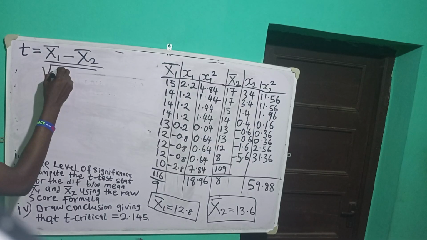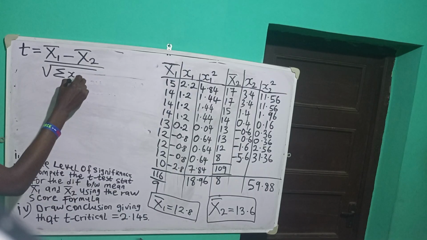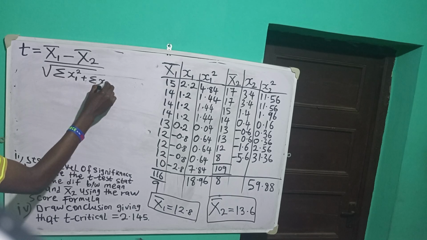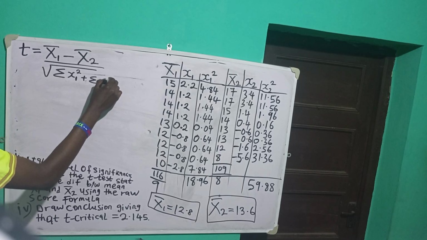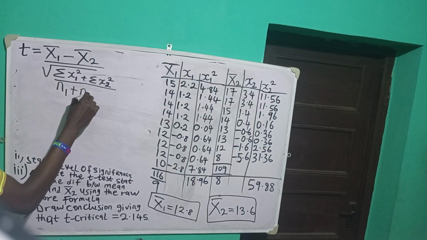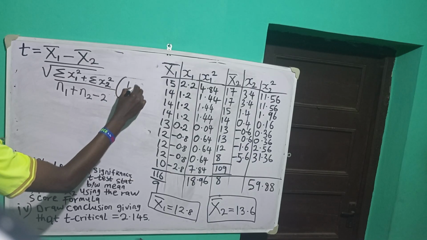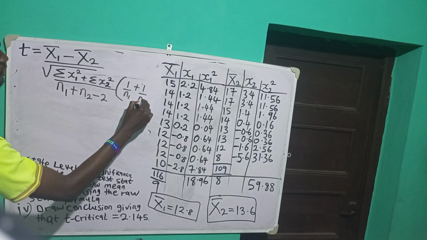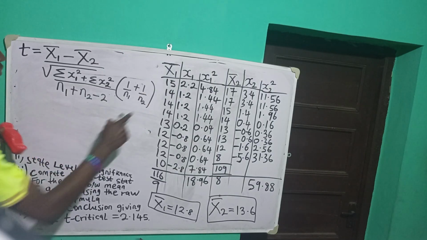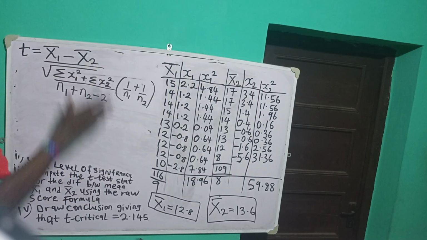This is the formula that I'm saying. Divide by the square root of the sum of deviation 1 squared plus the sum of deviation 2 raised to power 2, divided by n1 plus n2 minus 2, bracket 1 over n1 plus 1 over n2. So this is the formula I'll use for doing the computation.